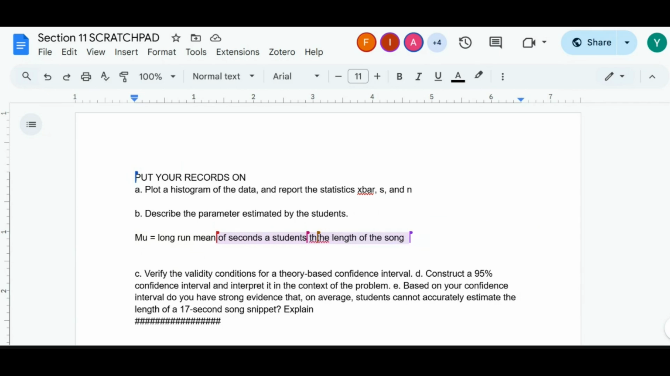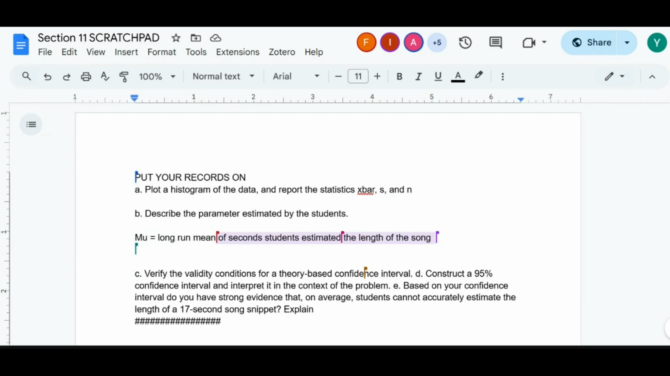Okay, it's forming and I'm very excited. Good. It's the long run mean of seconds. Student, yes. If you don't like using the unit, you can say the mean time (seconds). But you can say seconds, that's okay. The long run mean number of seconds students estimate the length of the song snippet.